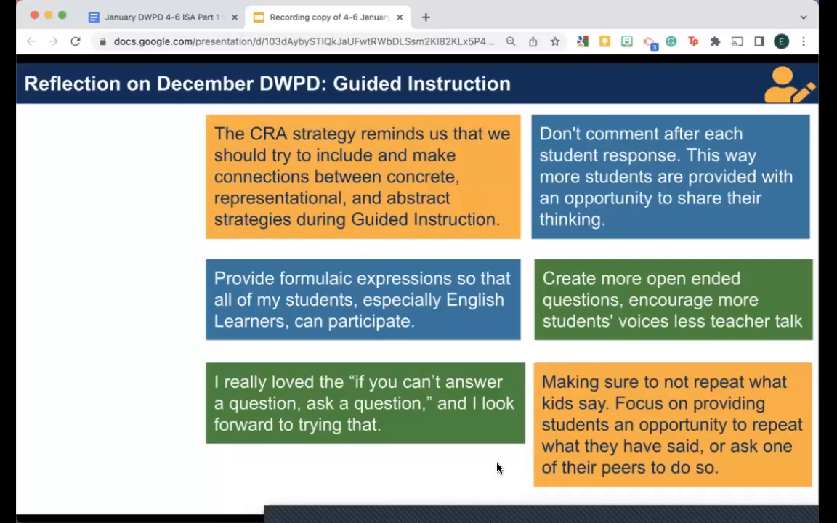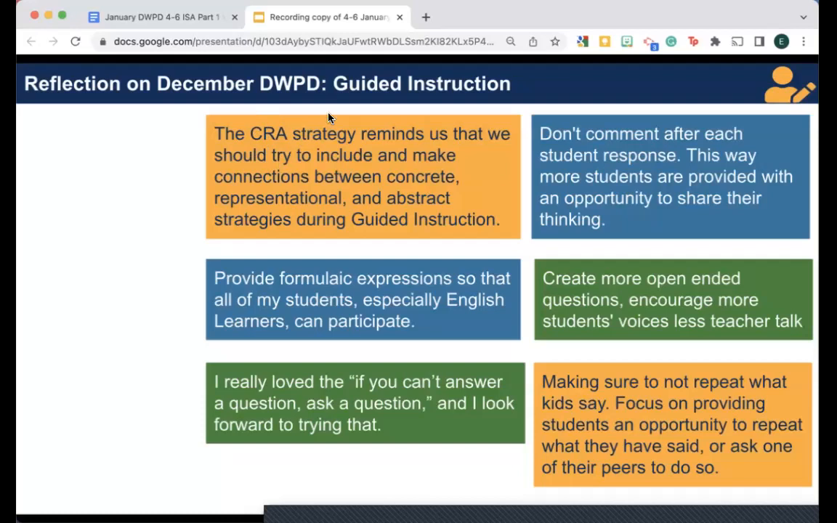Thank you for pausing. I just want to highlight a couple of things. One person mentioned the concrete, representational, abstract strategy. So they were excited that guided instruction is a way for us to help students make those connections. For example, if I'm learning about place value with decimals in 4th grade, I want to use place value blocks. I want to draw place value models, and I want to abstractly think about those decimals in terms of tenths and hundredths and their place value. That is the CRA strategy.